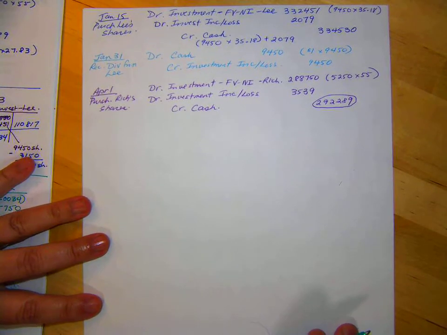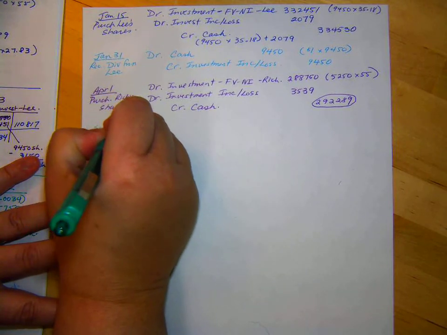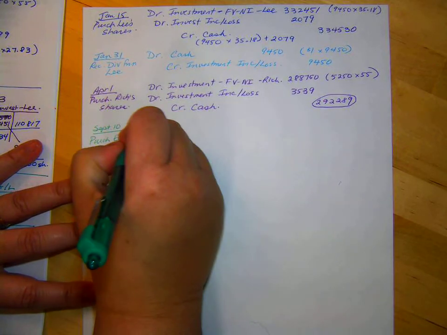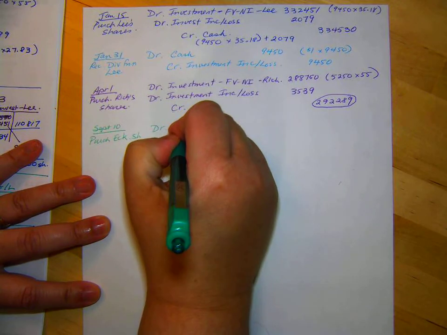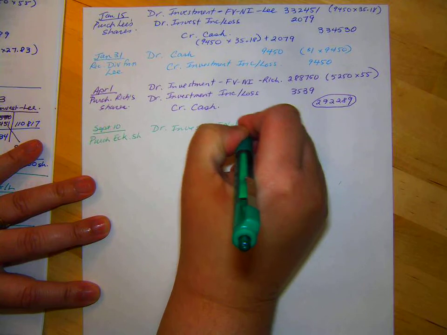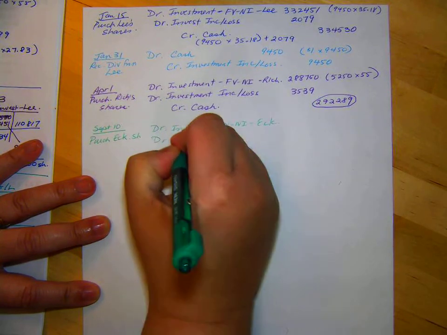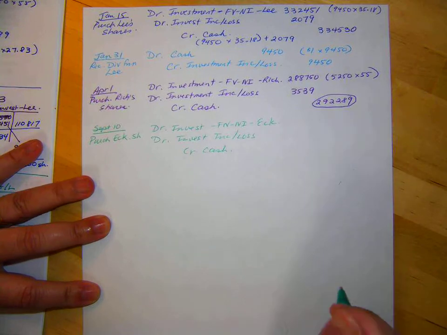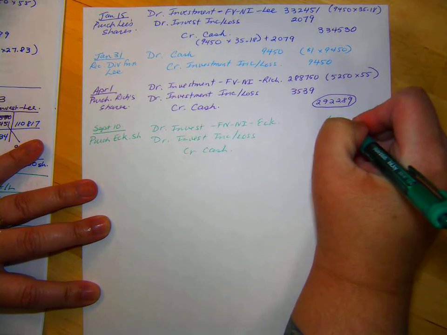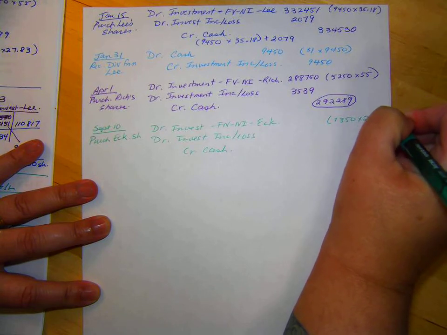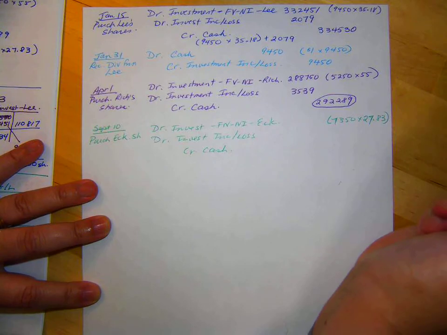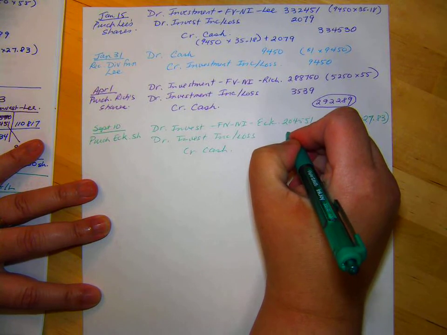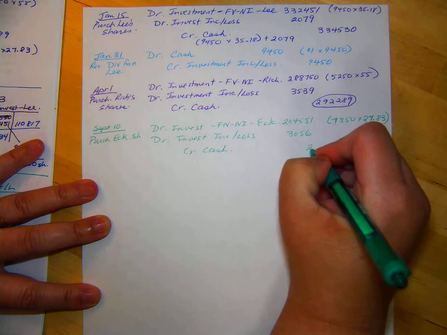And then September 10th, we purchase Ekstrom's shares. So we're doing this again. Debit investment, fair value net income, Ekstrom if you want, debit investment income loss, credit cash. So this is 73.50 times 27.83, and works out to 204,551. Our commission fee was 3,056, which means cash is 207,607.